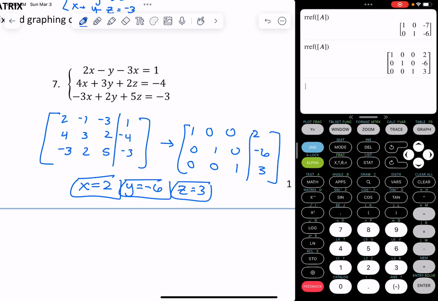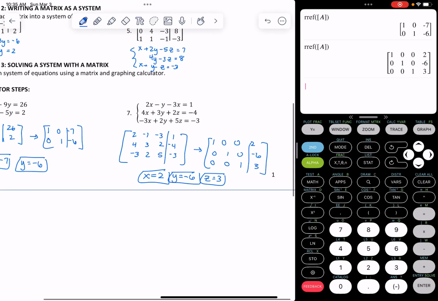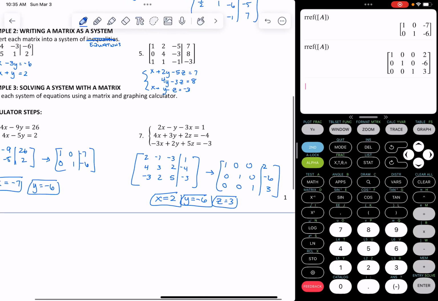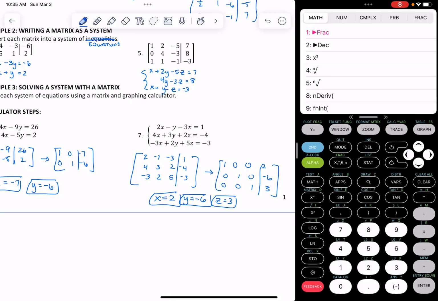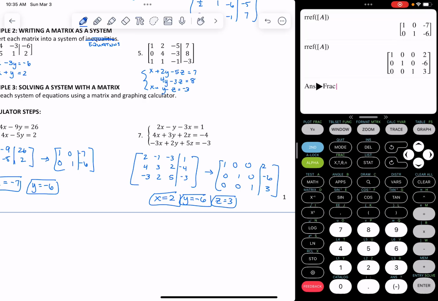So that's how we're going to solve systems. And again, it is okay, every once in a while you're going to get some decimals. Whenever you get decimals, convert those to fractions like we did before. After you get your matrix, hit the math button and then the arrow frac to convert stuff to fractions.